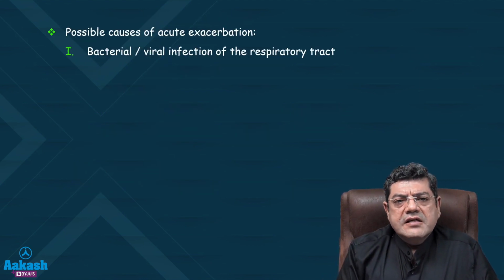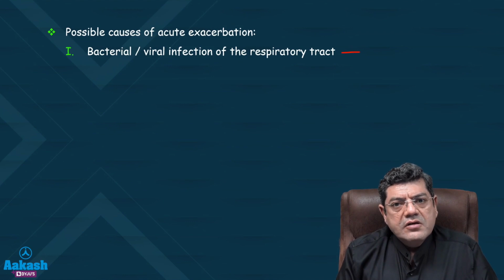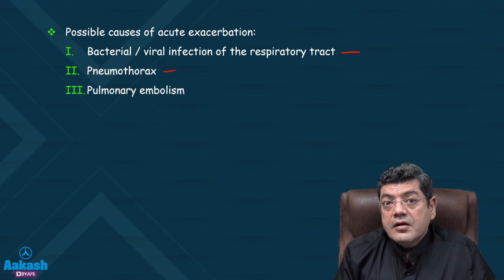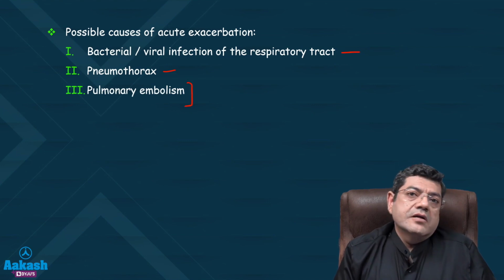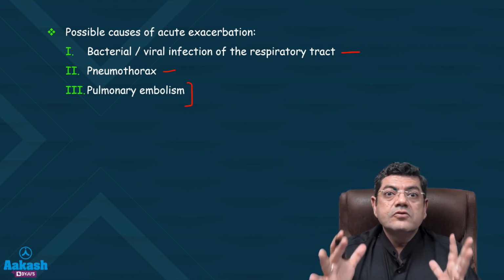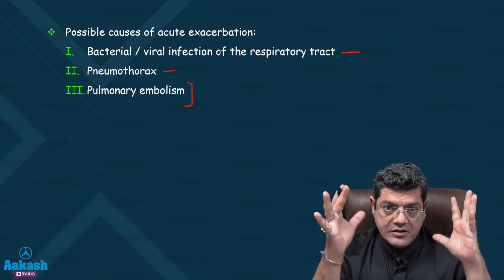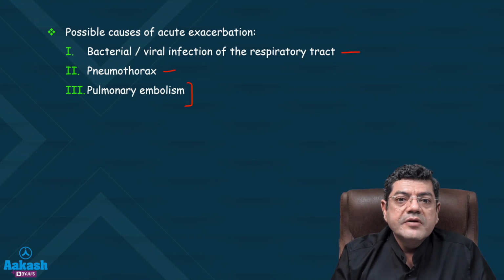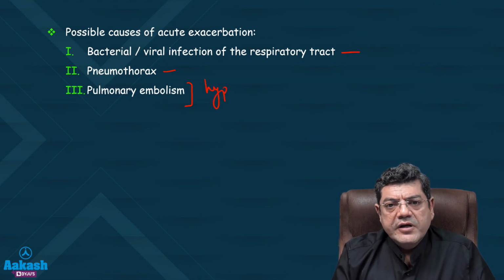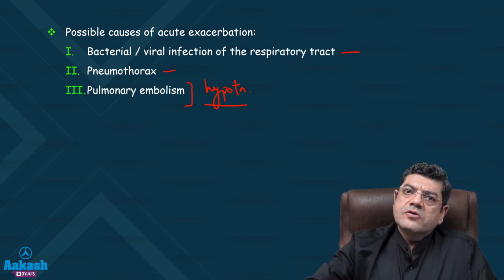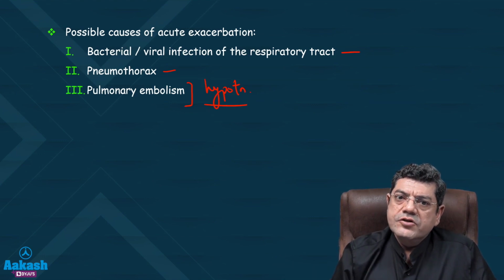Now, we have already discussed this, that infections can cause exacerbation, pneumothoraces can cause exacerbations, a pulmonary embolism can cause exacerbation. Why is this important here? Because when a patient with COPD comes with an exacerbation, these are all the things that you must consider. If you miss a pulmonary embolism, you might think that the hypotension is because of sepsis, or you might think the hypotension is because of what I just said, tension pneumothorax.